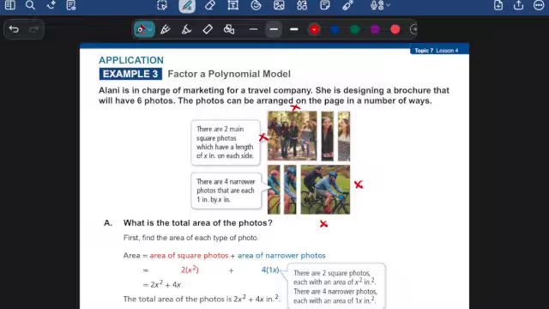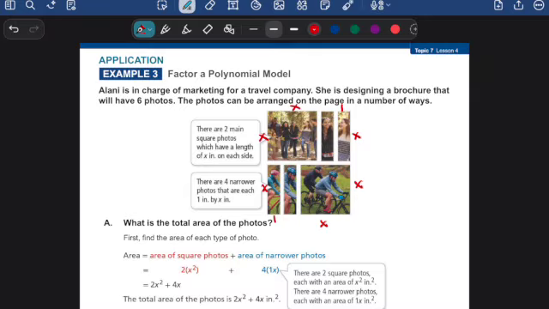There are four narrower photos that are each 1 by x. So this side is 1 and this side is x for each of those. So we can figure out the area of each of those pictures. So what's the area of each type of photo?